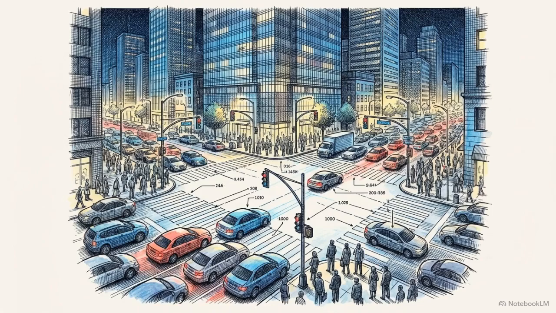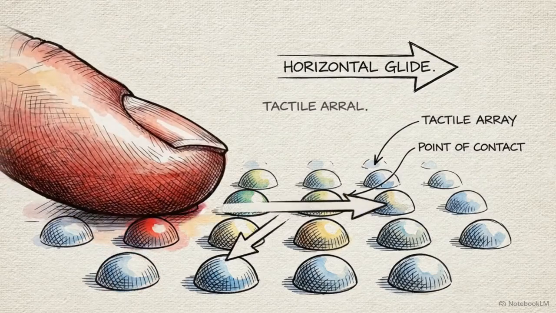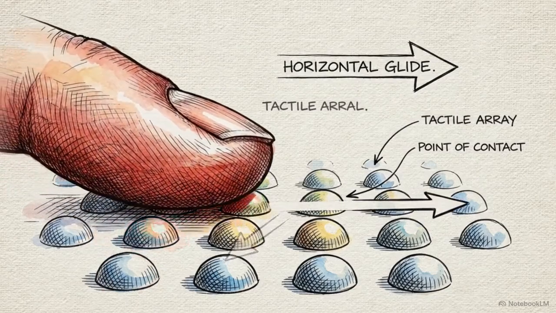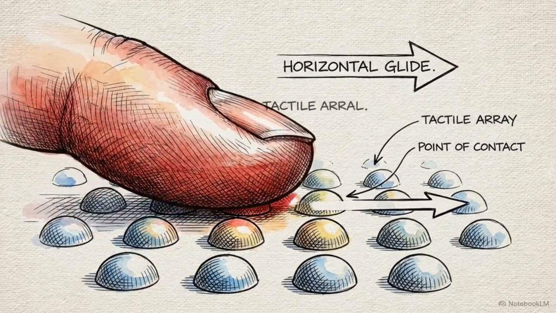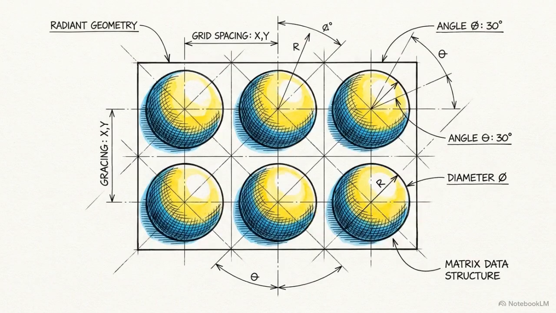The human eye processes vast amounts of data simultaneously, capturing entire landscapes in a fraction of a second. The human fingertip, however, operates with a severe bandwidth bottleneck. It absorbs information sequentially, one physical point of contact at a time. Overcoming this physiological constraint required an entirely different approach to reading. It required engineering a rigid, mathematical data structure.